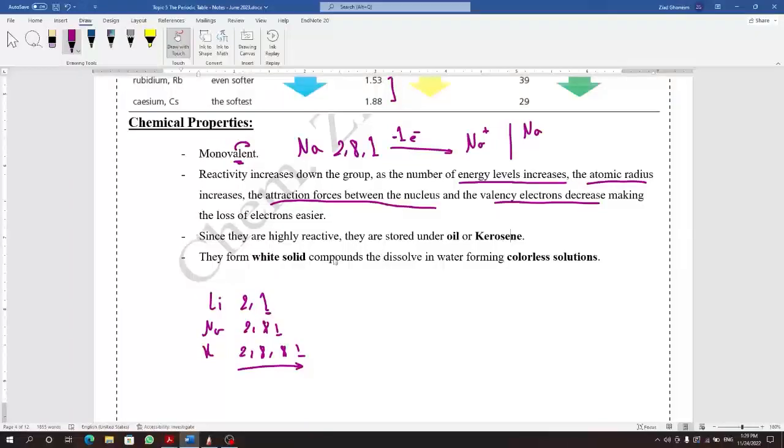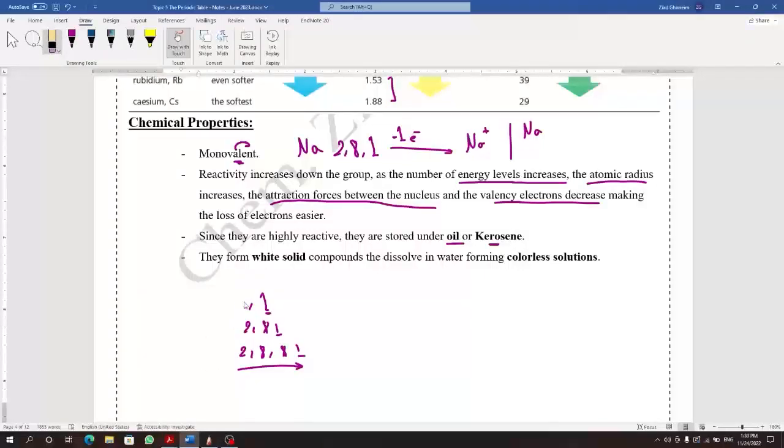Since they are highly reactive, they are stored under oil or kerosene. You can't just leave a piece of sodium out in the open air. It will react with the oxygen and the vapor in the air, probably leading to explosions and formation of hydrogen, which is actually flammable, and we'll talk about that. So they must be stored under oil or kerosene to prevent them from reacting, because they are very, very reactive. This part is very, very important.